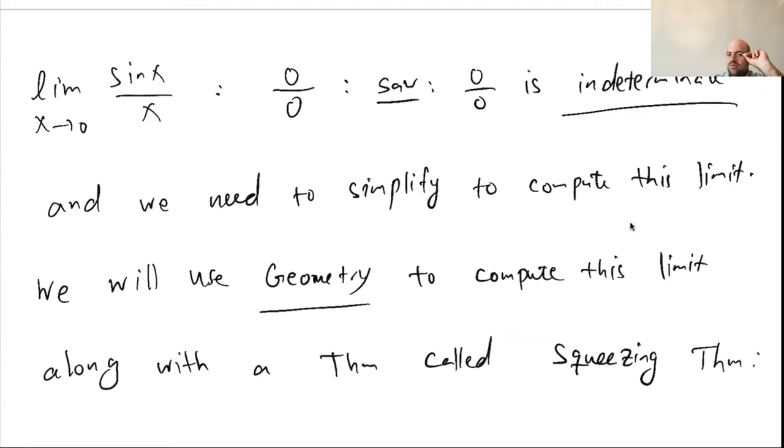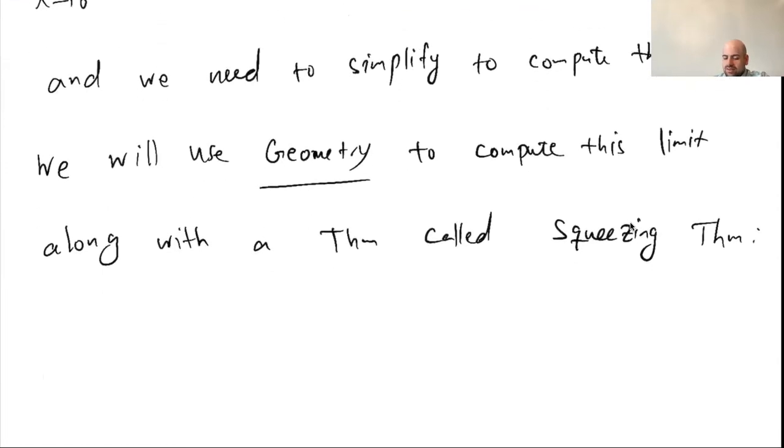So we need two things. Simplifying this is more complicated than the examples we saw last time. Last time we just simply factorized or rationalized. But here we have to use geometry and also a theorem called the squeezing theorem to compute this limit. So first of all, let me state the squeezing theorem.